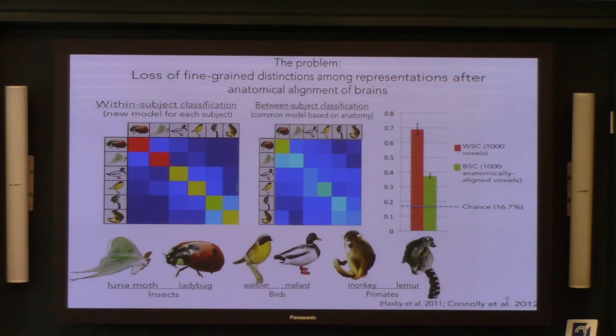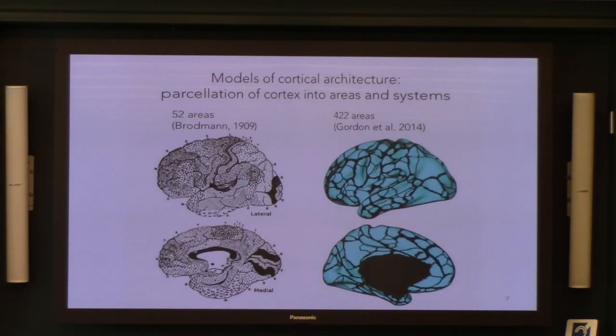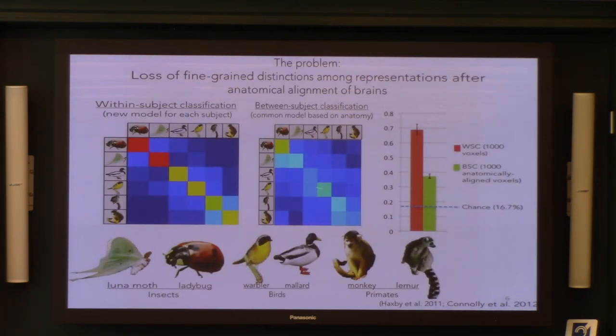So this is the confusion matrix for between-subject classification, and the diagonal is now mostly blue, and the overall classification goes down from 68% down to about 37%. So that just doesn't work. So clearly, there are fine-scale patterns of activity in ventral temporal cortex that distinguish these types of high-level visual stimuli.